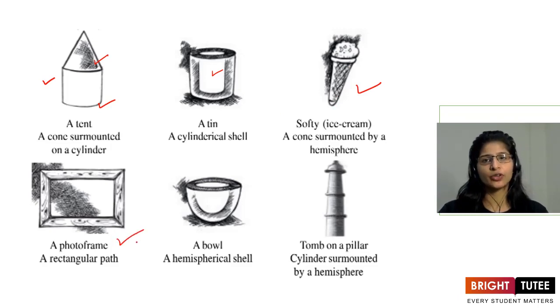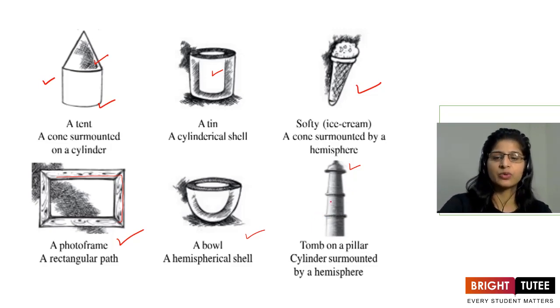Now if you see the photo frame, you see a rectangular path outside it, around it. Then a bowl. In a bowl you see it is a hemispherical shell, right? And here if we see a tomb on a pillar, this pillar is in cylindrical form and this tomb is a kind of hemisphere, right? So in practical life we see combinations of figures.